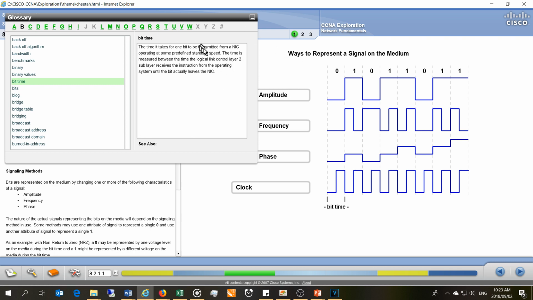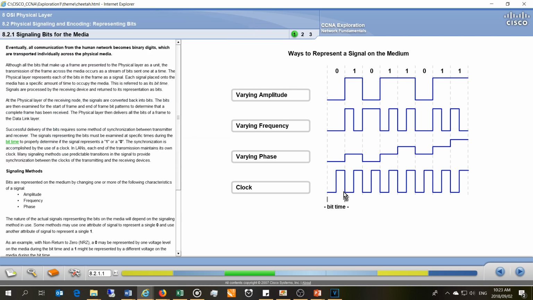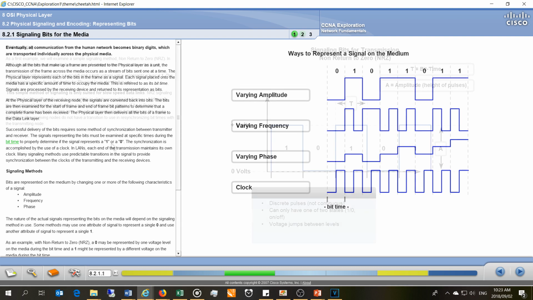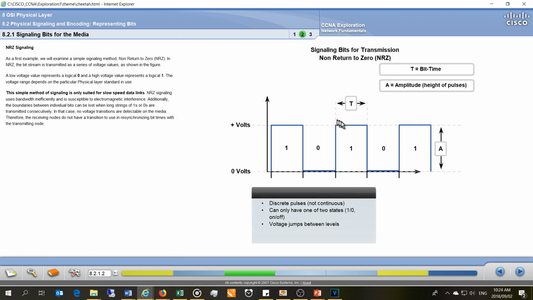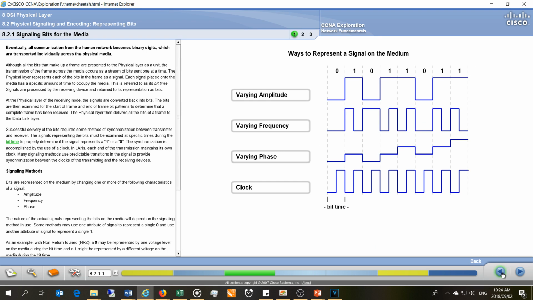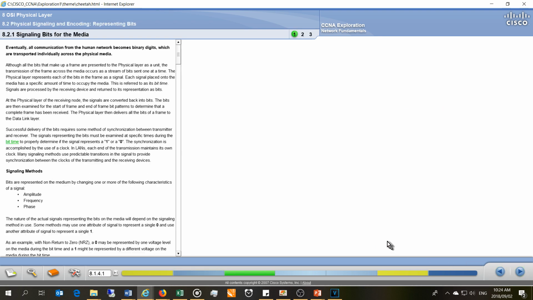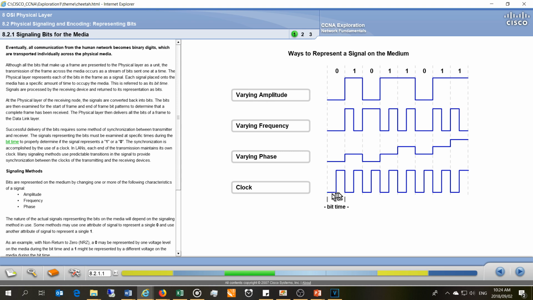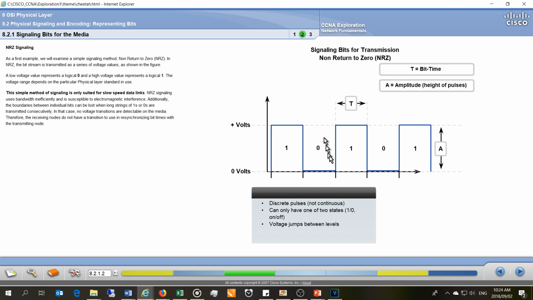The definition here is a little bit confusing. So as you can see, there is the bit time, and that is the time allowed for a single bit of data to be sent out on the media as a signal. And here you can see an example of the bit time. Now, the previous example may have been a little bit tricky by showing the bit time. There it's showing almost 2, but I just want to show you here a single bit.